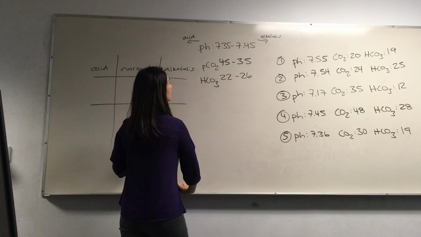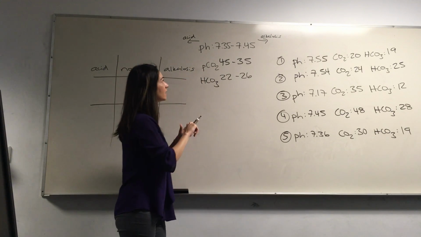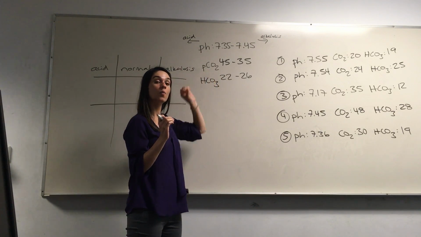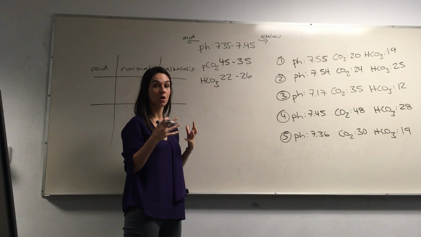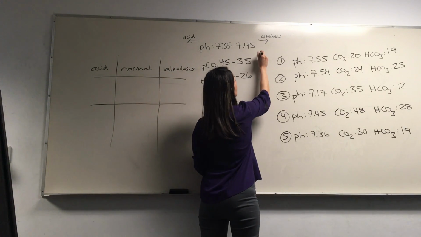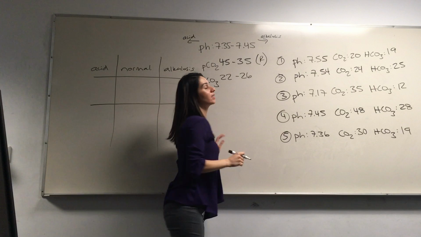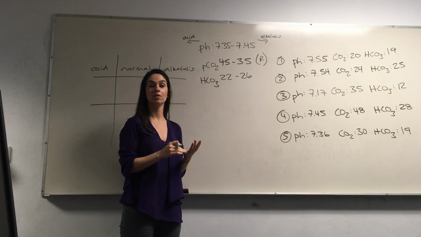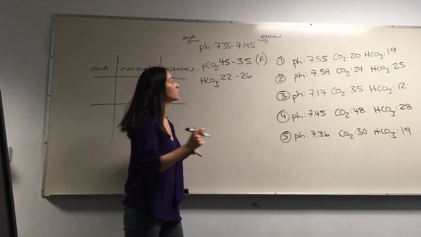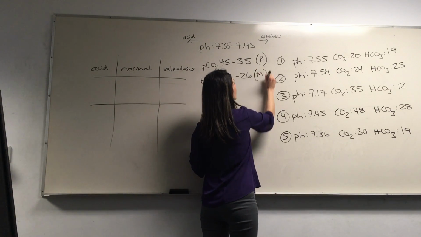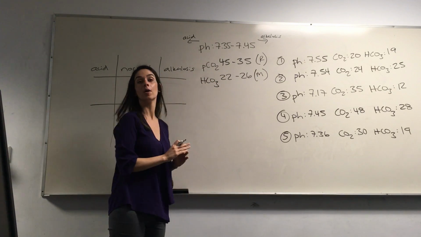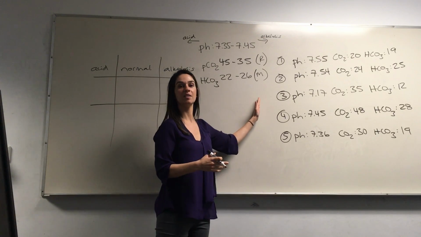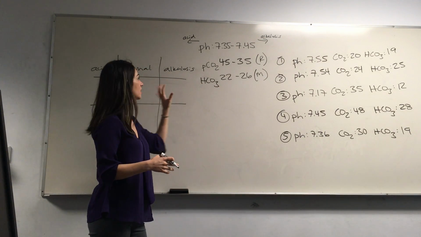Something else you need to write right here is we need to understand that if it is a problem with our CO2, we know our lungs control our CO2, so it will always be a respiratory disorder. So you can just put an R next to your CO2. If it's a problem with your bicarb, you know your kidneys control your bicarb and your hydrogen ion. So you're going to put an M for metabolic if we see that it's a bicarb problem. So it's going to take a little practice, but we are going to plug these ABG levels into our chart.